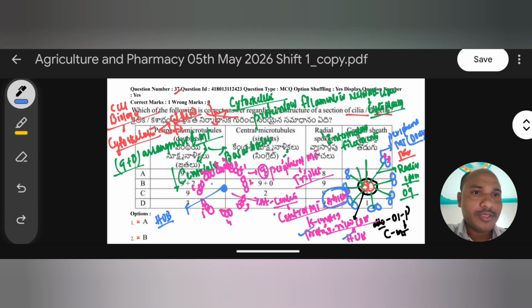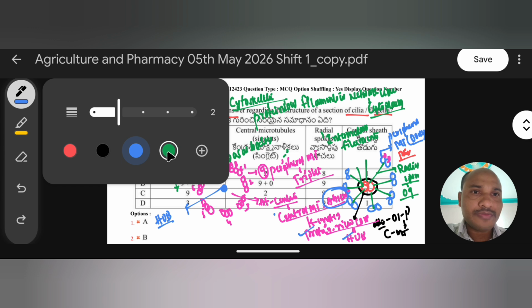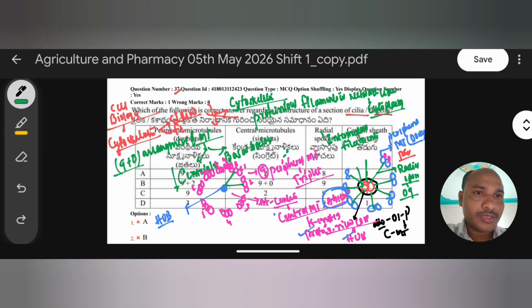Then these peripheral microtubules are triplet in nature. They are connected from the periphery to this hub with the help of radial spokes, like this. How many radial spokes do we have? 9. So here also we have 9 radial spokes, and these radial spokes help in connecting the peripheral microtubules with the hub.